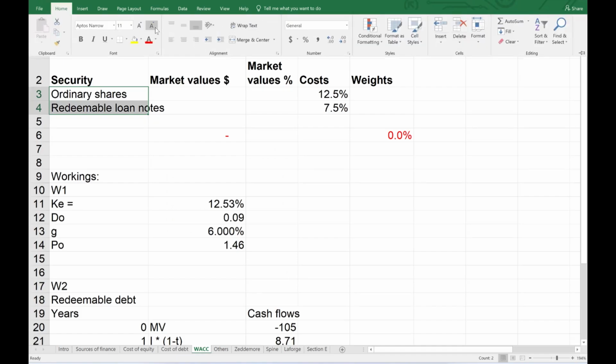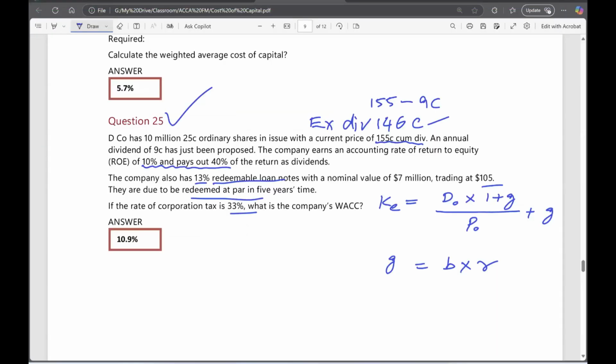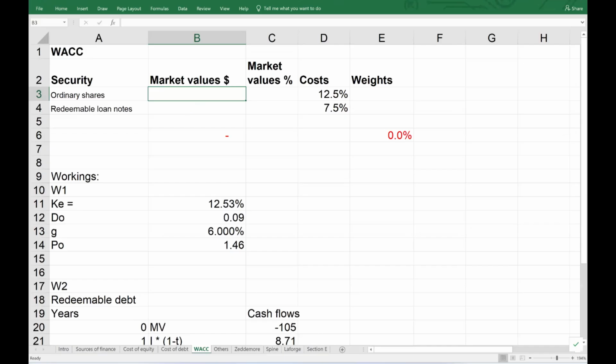See, is it available? Is it given to us, or should we find it in the question? First of all, let's start with the ordinary shares. He gave us 10 million shares. So no share capital given. So simple. We have number of shares. What's the price? 146 cent. Use XDIV always. So 10 million into 1.46, 14.6 million.